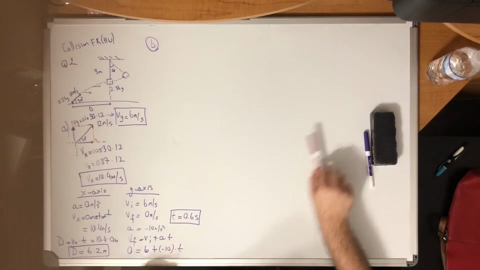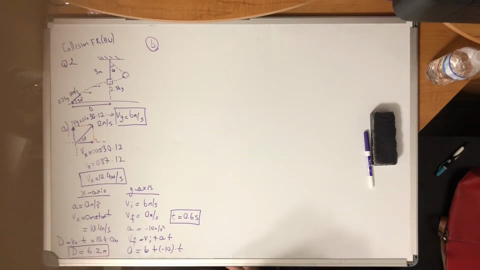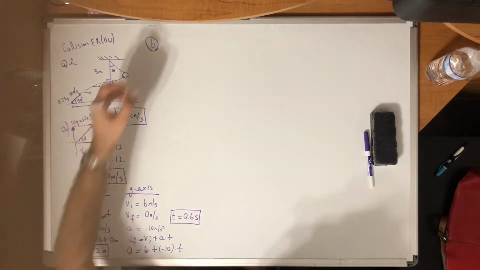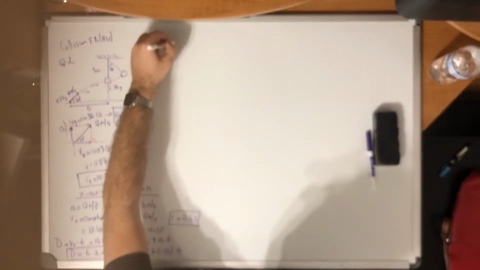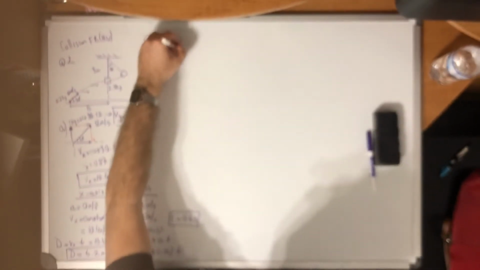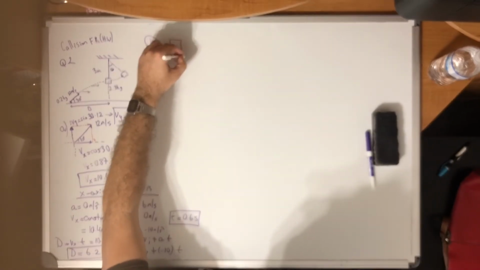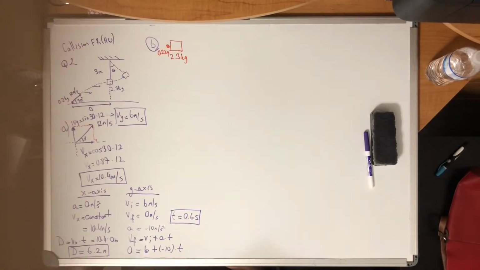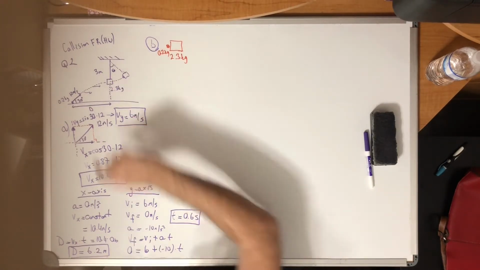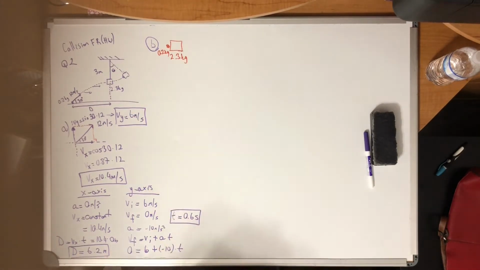So in part B, now we are going to figure out our velocity right after the collision. At this part, we are going to talk about conservation of momentum. So this tiny clay hits that suspending mass. This is 2.3 kilograms, and this is 0.2 kilograms. And we know that this guy is standing, so we know this guy's velocity initially.